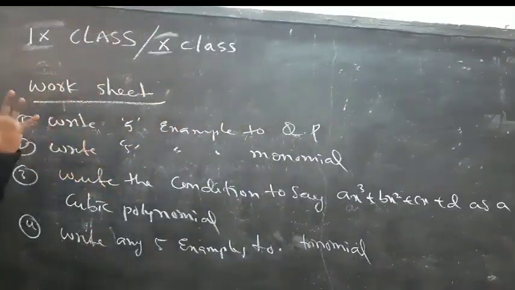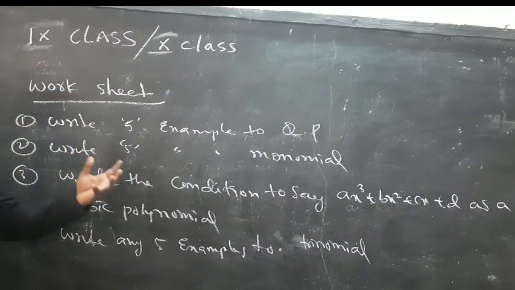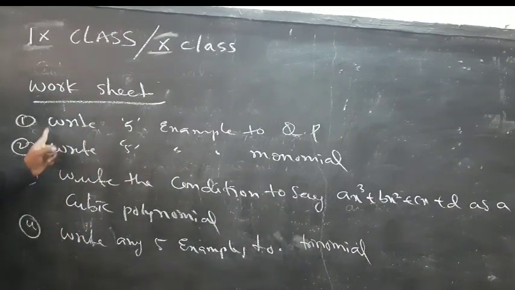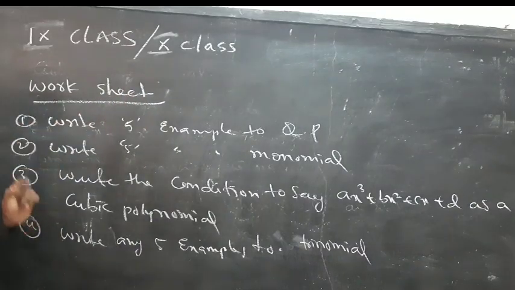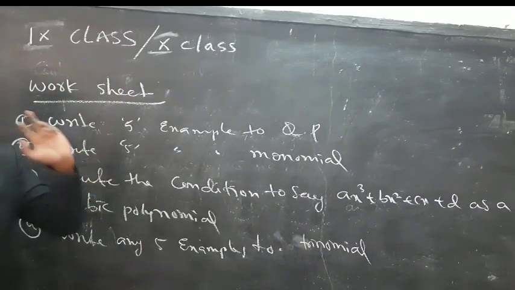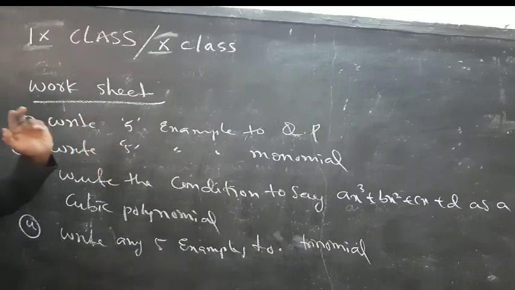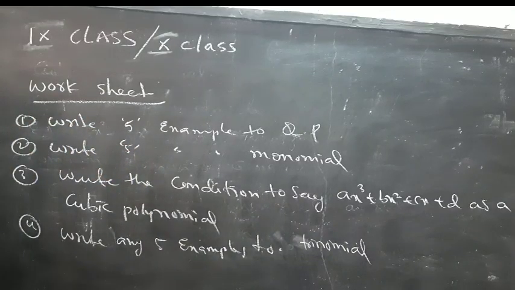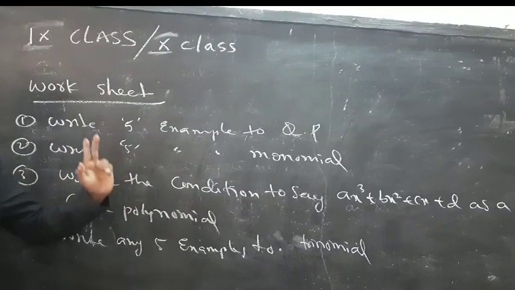Here is the worksheet on basic information about polynomials. Write 5 examples of quadratic polynomial. Write 5 examples of monomial. Write the condition to say ax cube plus bx square plus cx plus d as a cubic polynomial. Write any 5 examples of trinomial.